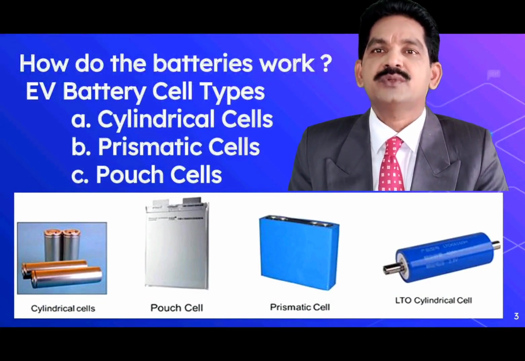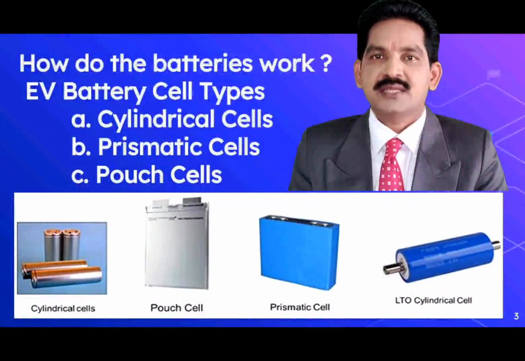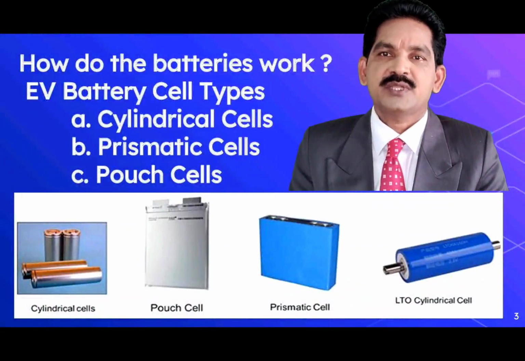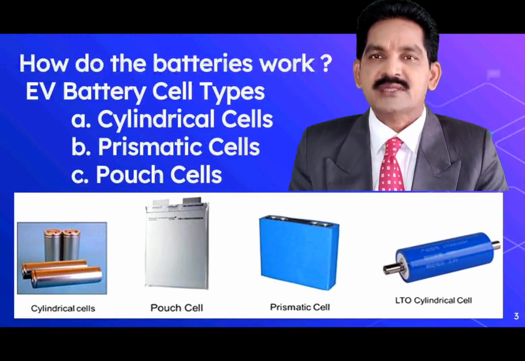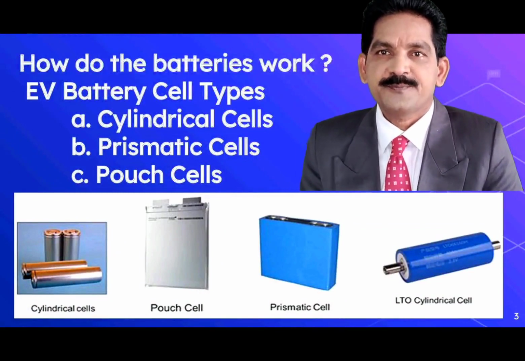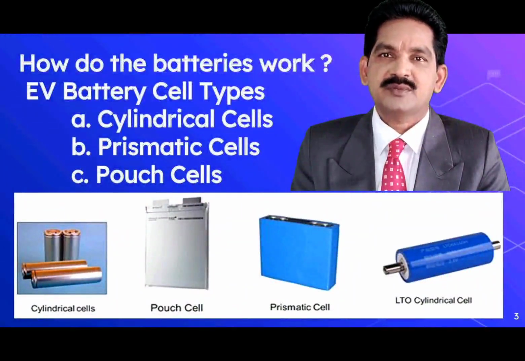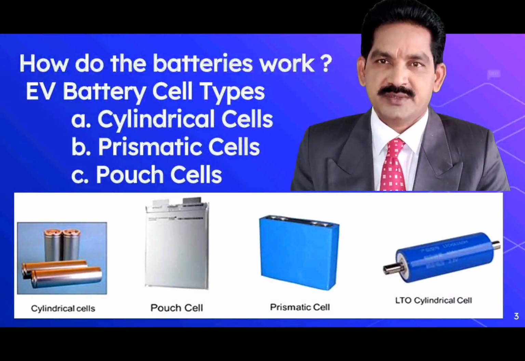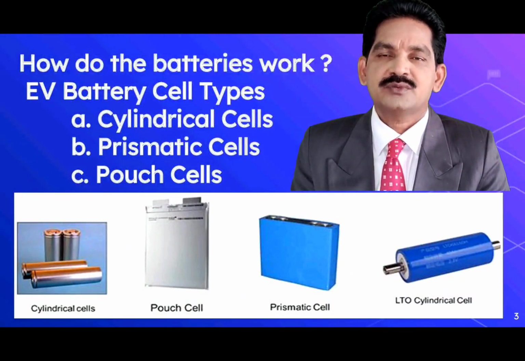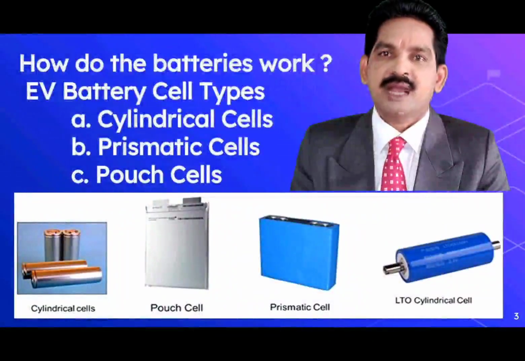Prismatic cells are popular among Chinese manufacturers because their preferred cell chemistry, the lithium iron phosphate battery, currently mostly exists in the prismatic format. Lately, prismatic cells have been gaining in popularity elsewhere in the world, while cylindrical cells used to be the most popular format, and these cells might take over a larger share of the market in the upcoming years. Coming to the third type, pouch cells.